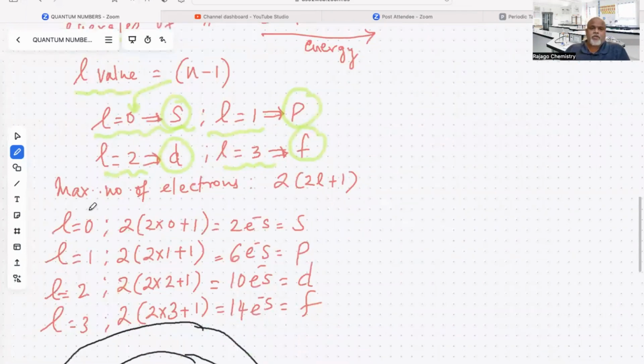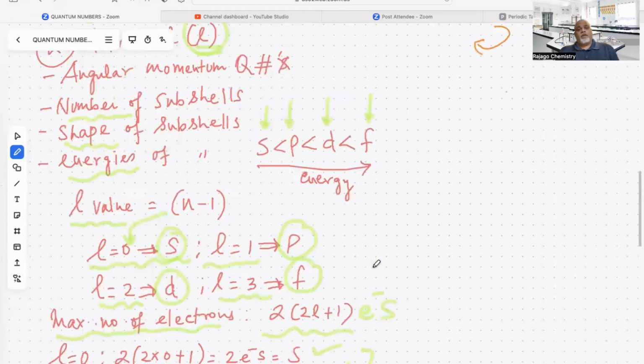So when L is equal to 0, the maximum number of electrons that we can have is 2 into 2L plus 1. So 2 into 0 plus 1 is 1, into 2 is 2 electrons. So S can hold only 2 electrons. P can hold 6 electrons. D can hold 10 electrons. F can hold 14 electrons. You can see that we have just added 4 to each one of them: 2 plus 4 is 6, 6 plus 4 is 10, 10 plus 4 is 14.